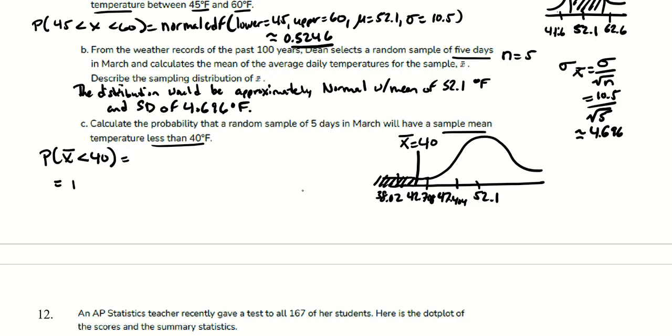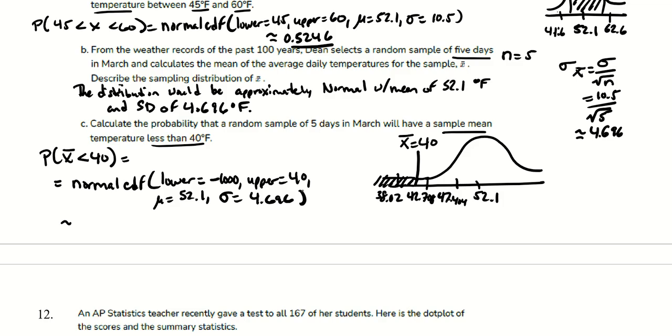So we're going to use a normal CDF. The lower is going to be negative infinity, so we can say like negative 1,000 or something like that. The upper is going to be 40. Mean is 52.1. Standard deviation is 4.696. Okay, and you would get a probability of about 0.005 approximately.